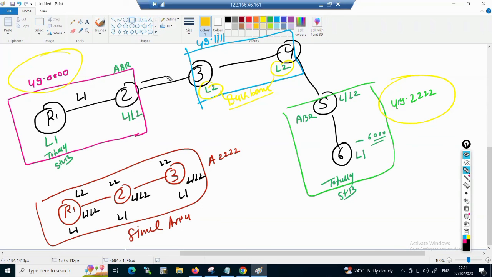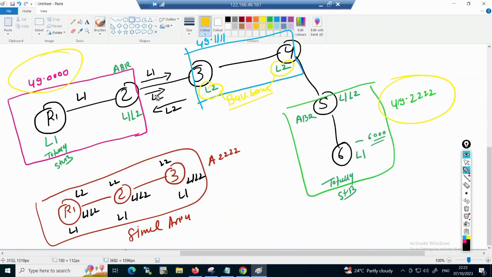Now he will send the level 1 hello packet and level 2 hello packet. Router 2 will have two different tables, one L1 and one L2. And router 3 will only have level 2. Right, buddy. So in this case, what happened?